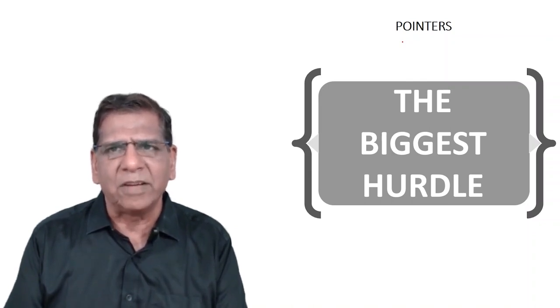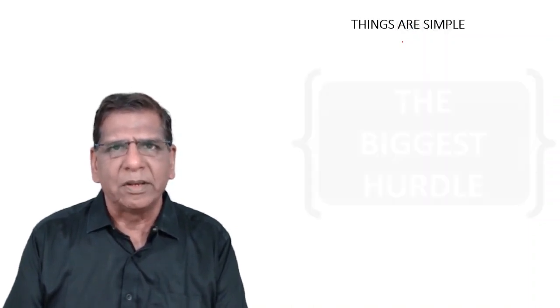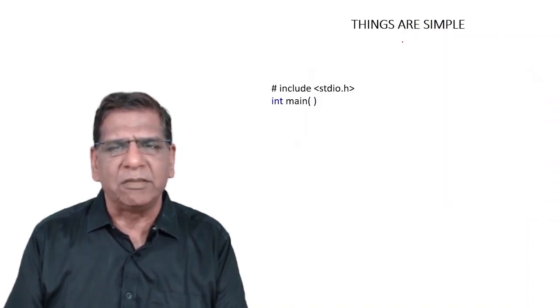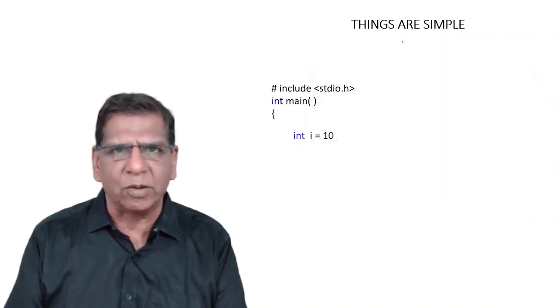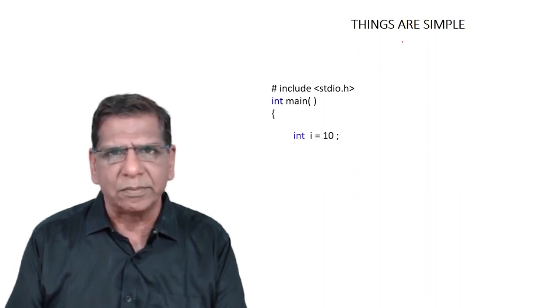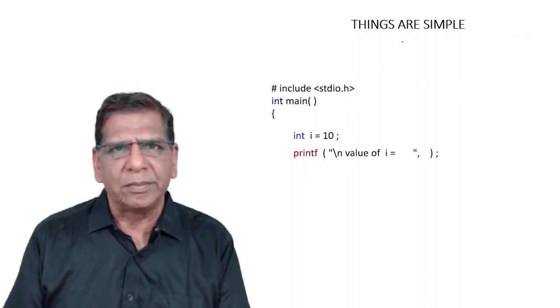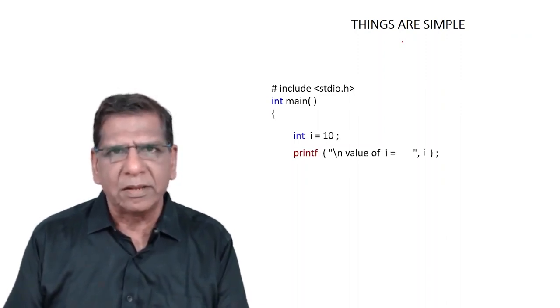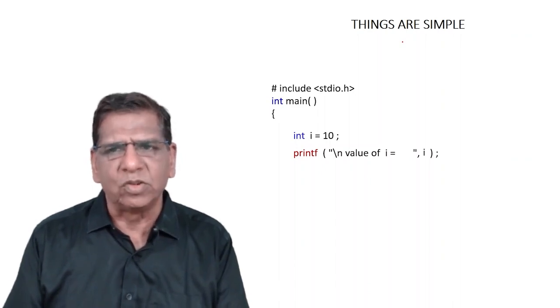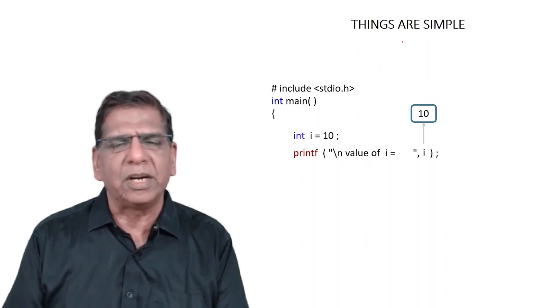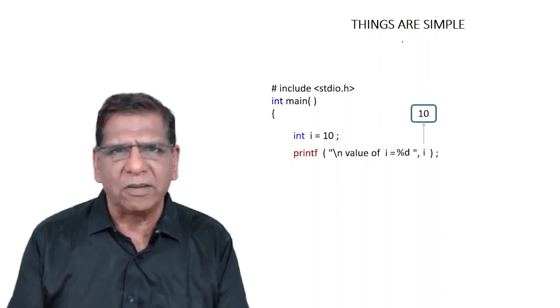I'll begin with a very simple program wherein within main all that we do is create a variable by saying int i equal to 10. And then I wish to print the value of i. I do so by saying printf i, and naturally we should use %d to be able to get 10 printed out. Very straightforward.